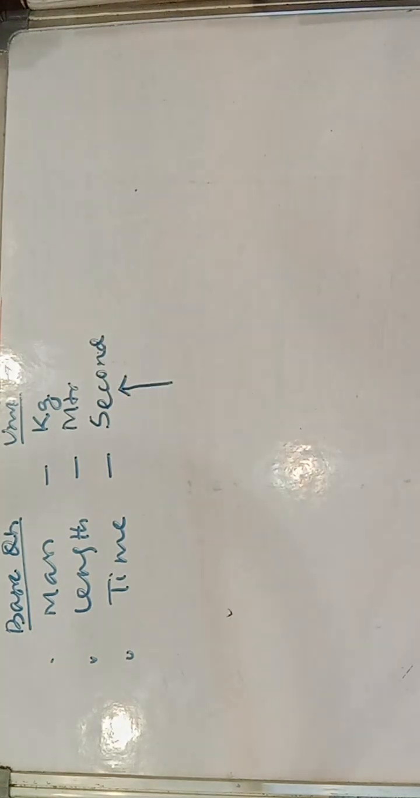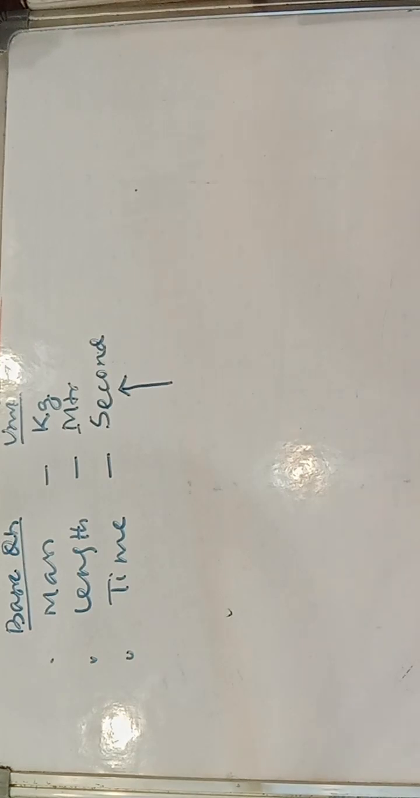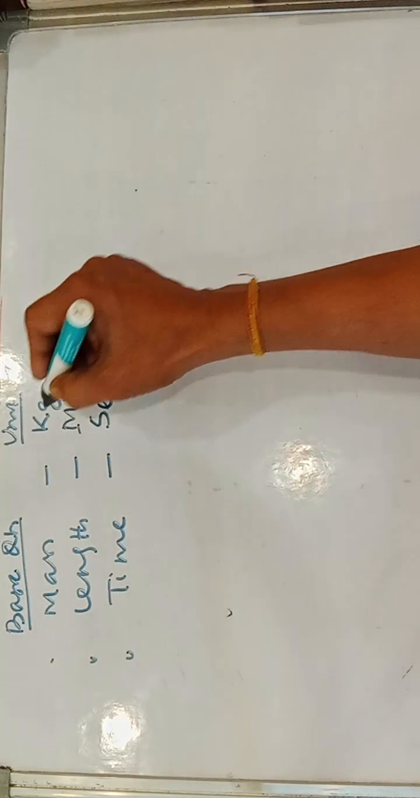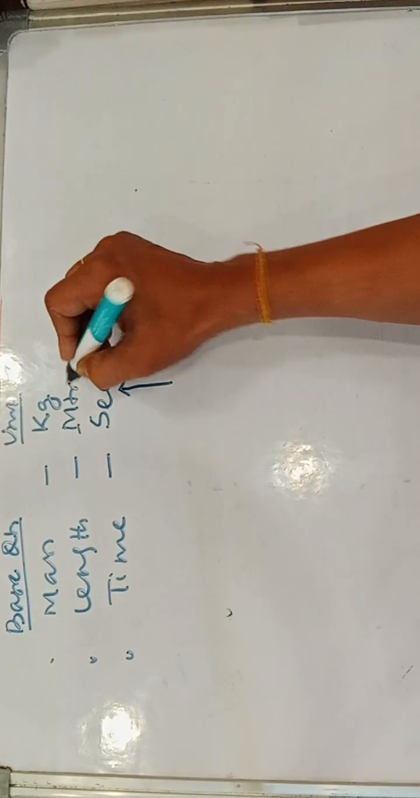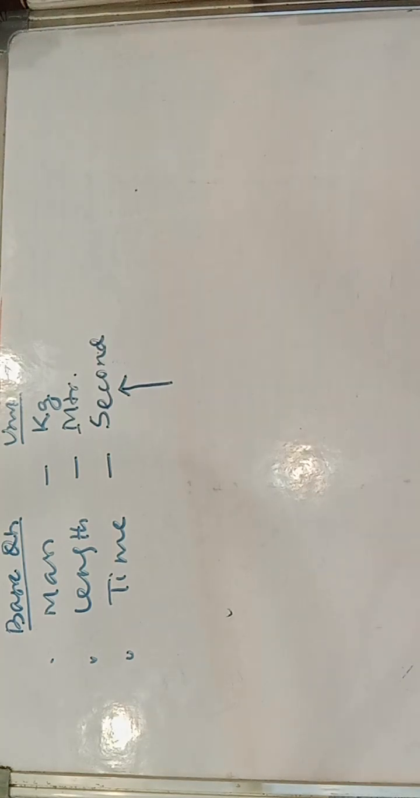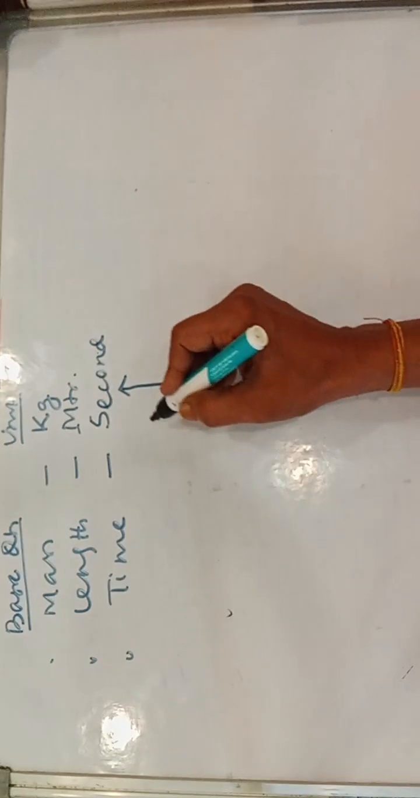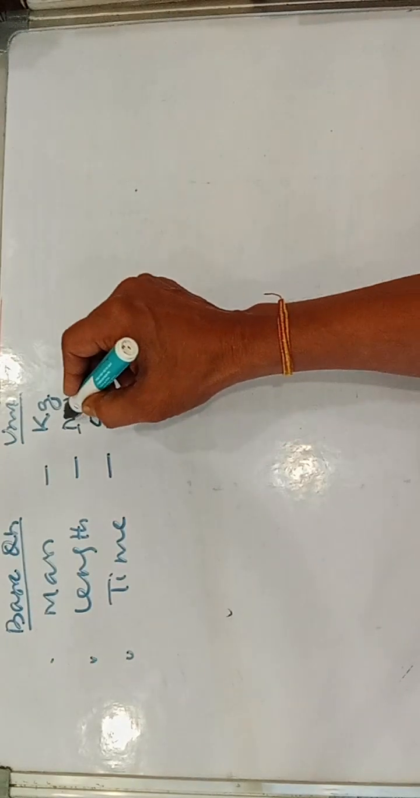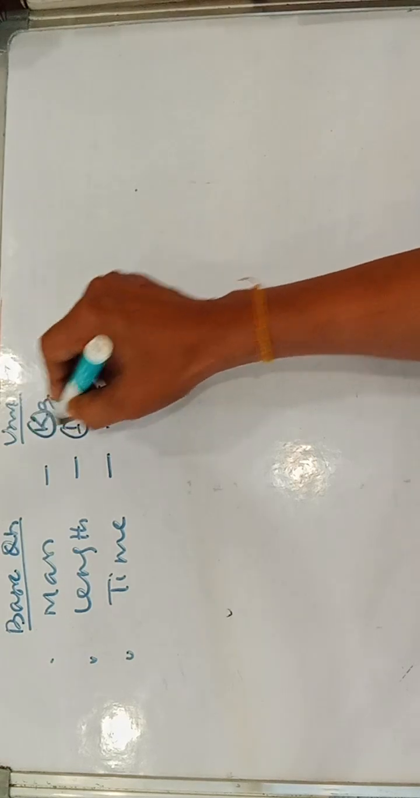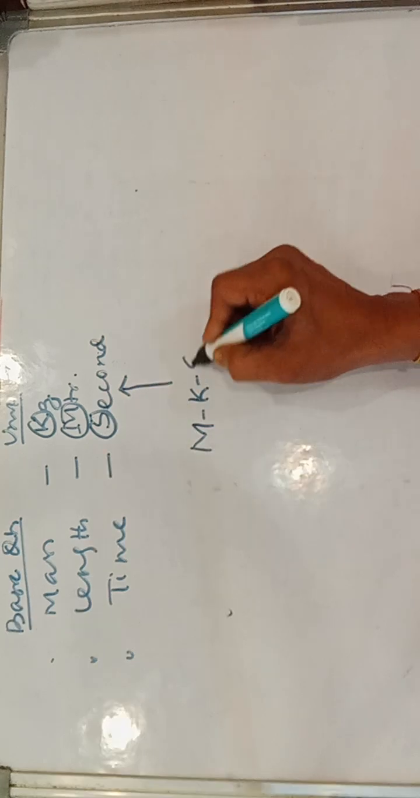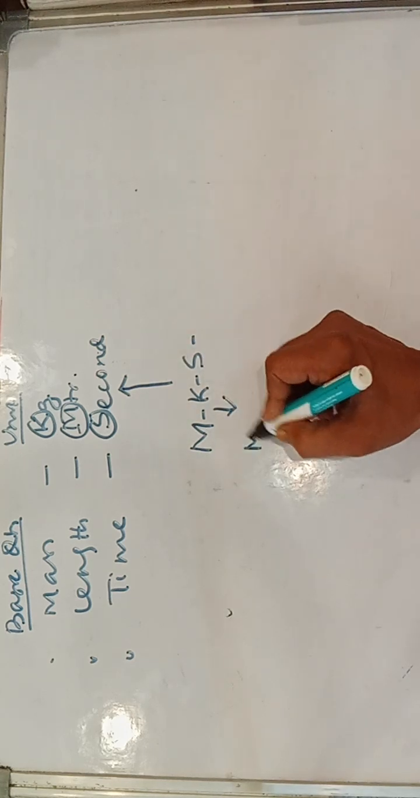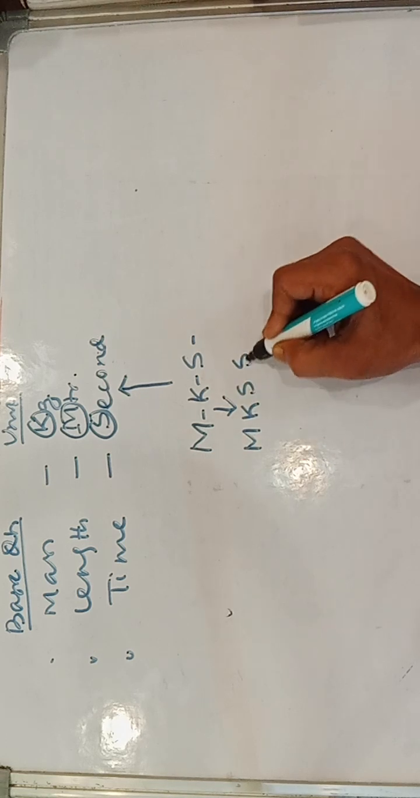In one system, unit of mass is chosen as kilogram, unit of length meter, and unit of time as second. This system is termed as meter kilogram second, or MKS system.